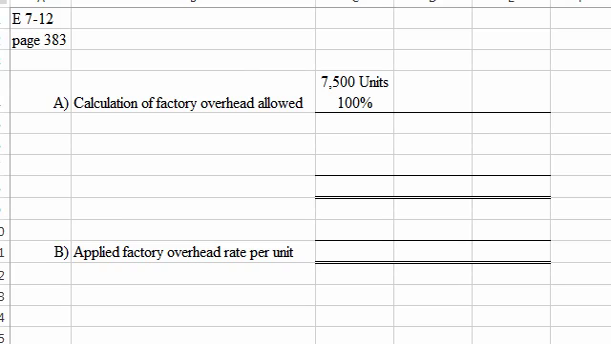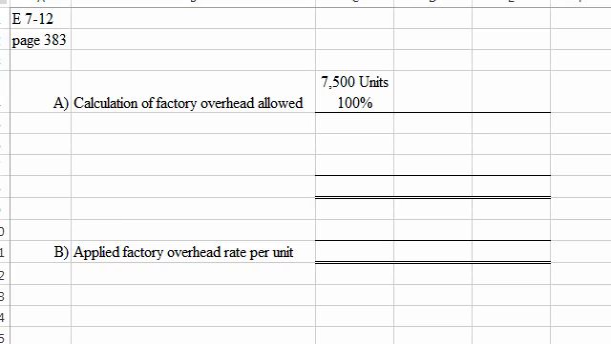Okay, still in Chapter 7, we're going to look at Exercise 7-12 on page 383. And here we're calculating eventually an applied factory overhead rate per unit based on different levels of production. So let's read through it.